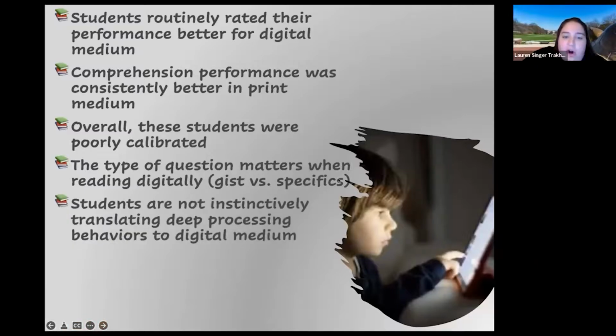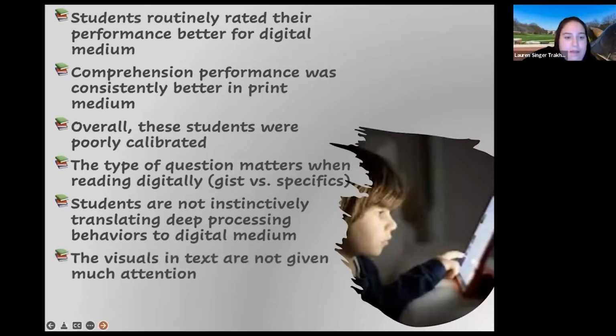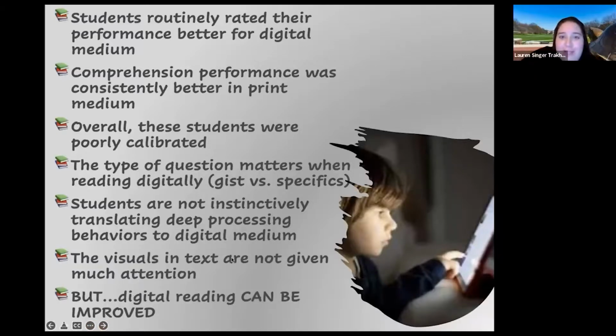We're finding that students aren't instinctively translating those deep processing behaviors to the digital medium. So it's not that reading digitally changes the text itself, but it's changing the reader. We're not picking up those same self-regulation skills in some way or form as we move to that digital medium. And now we're seeing that the visuals in the text are not given much attention, which is really concerning, especially when you think about textbooks that your students are probably using every day. And I at least assumed that students were engaging with those visuals as they read.